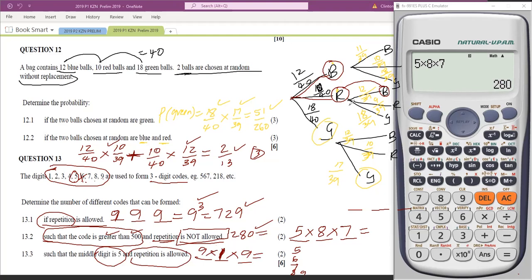So let's check what our solution is in this case. We're going to have 9 times 1 times 9, which should be 81, I think. Yeah, our calculator also gives us 81 possible codes that are going to form.